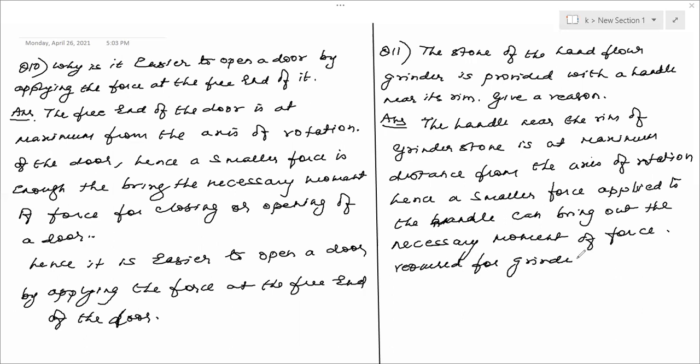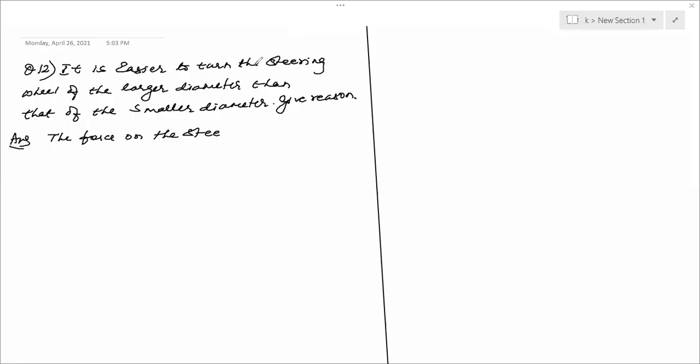So, children, we go to the next question. Question 12. It is easier to turn the steering wheel of the larger diameter than that of the smaller diameter. Give reason. Understand the question. Means you've got two steering wheels, one of larger diameter and one of smaller diameter. It's easier to turn the steering wheel of the larger diameter than that of the smaller diameter. So simple, beta.